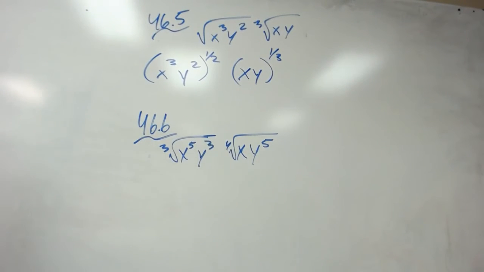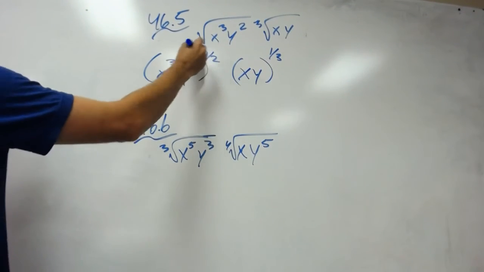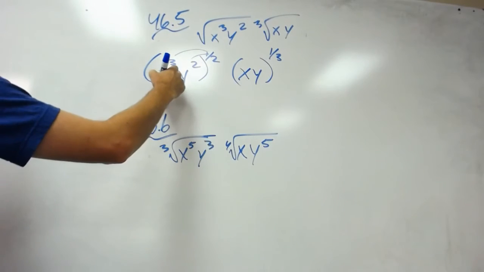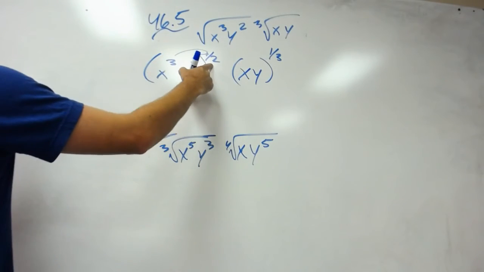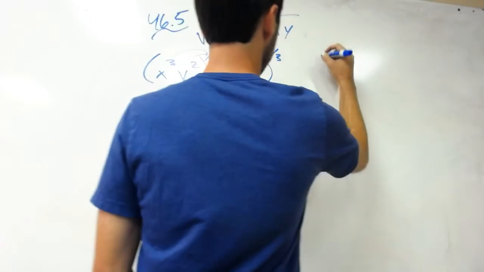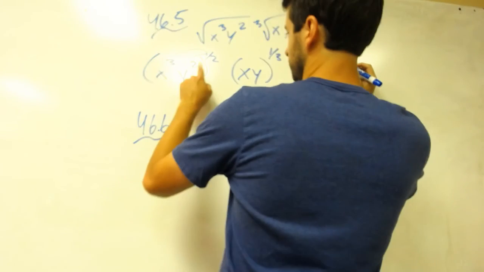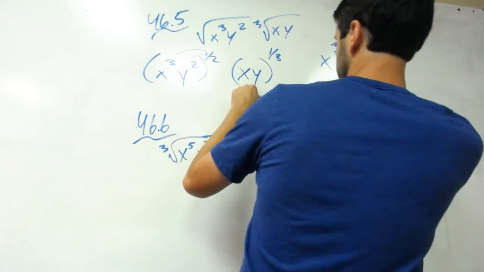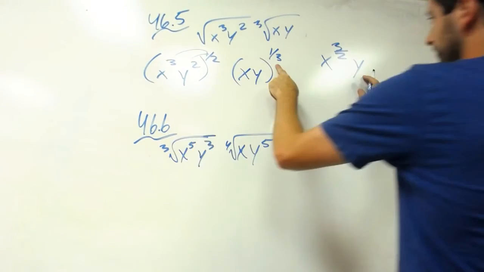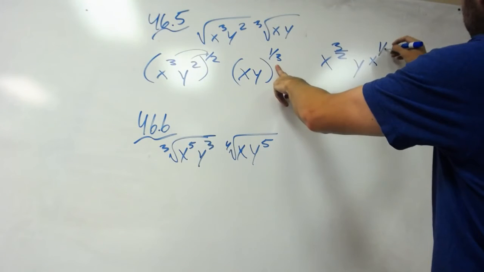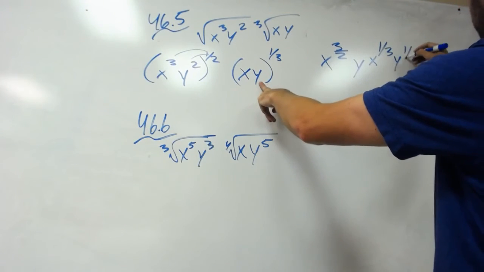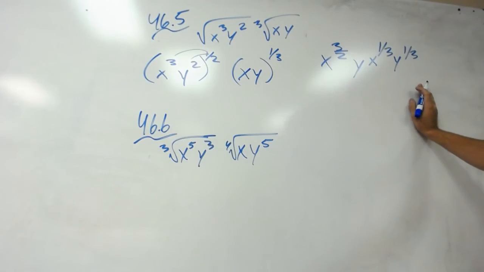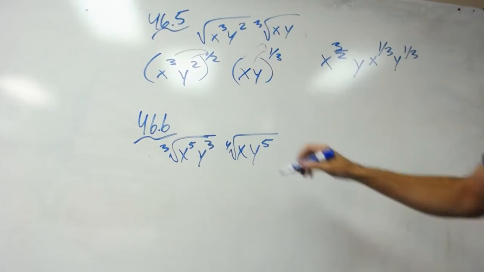Now, just like we did in the past, we distribute. 3 times 1/2 is 3 over 2. 1/2 of 2 is 1, so just y. Then x to the 1/3 power, y to the 1/3 power. So we just distributed everything. And now we add like terms.